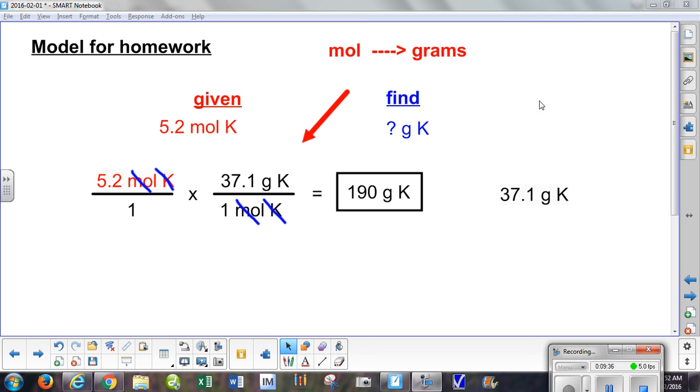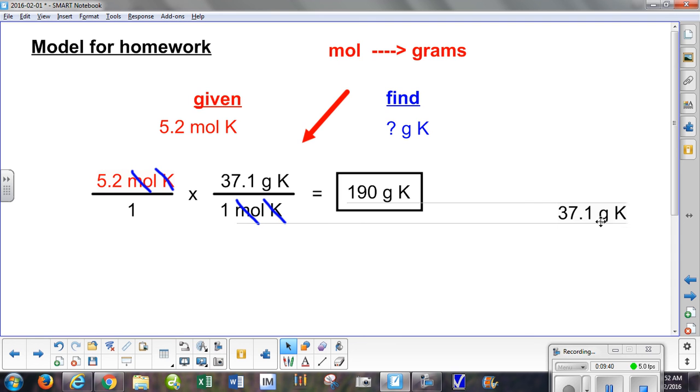So you should have had 190 grams of potassium. This number was the molar mass, which we had over here. This is the moles from the given, and the find was to get to this point right here. That's how I want to see your homework done for tonight's homework.